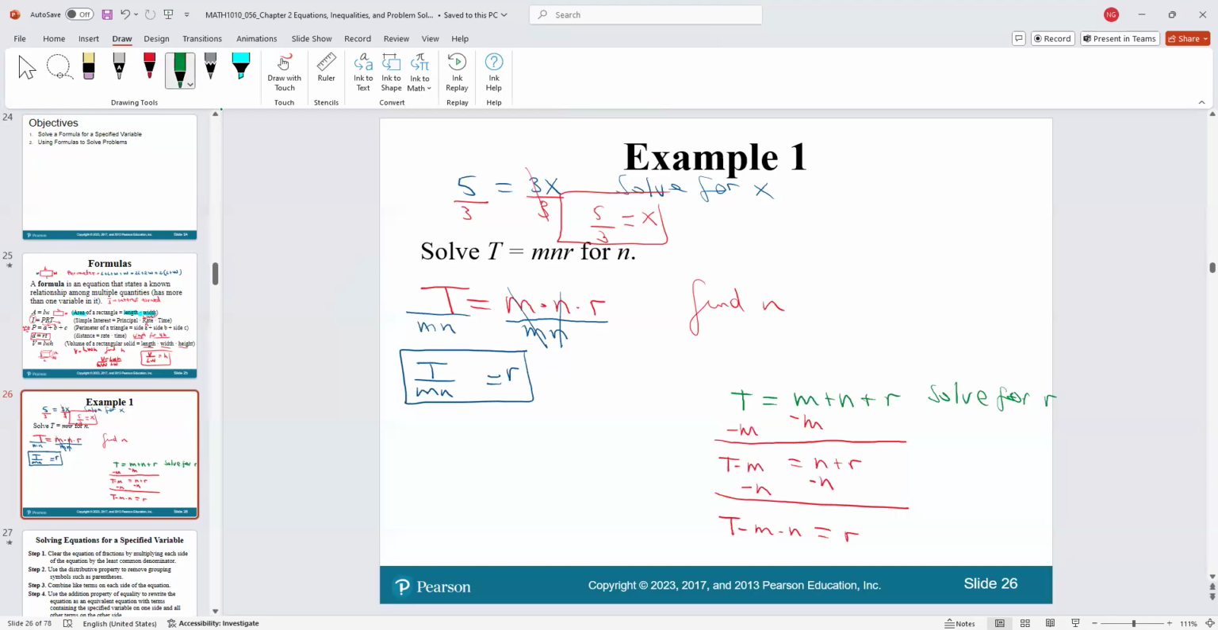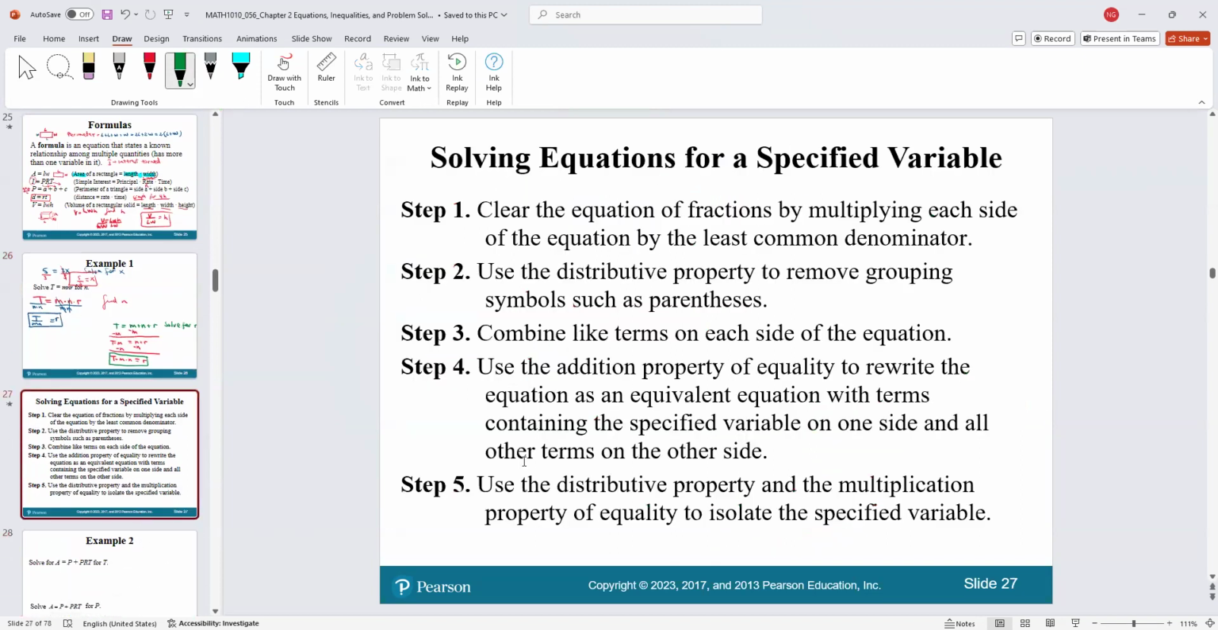Now, because we have R all by itself on the right, we state the final answer: R equal T minus M minus N. So that's the difference between when you deal with sums or subtraction and when you deal with products. With products, you divide. With sums or subtraction, you add or subtract from both sides in order to obtain what they ask you to find.